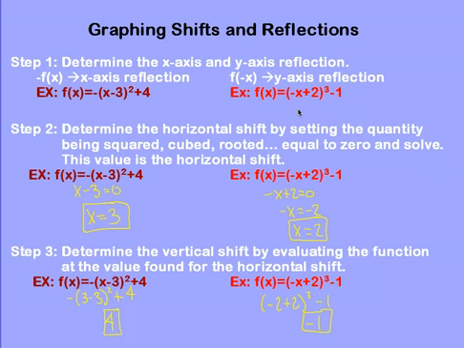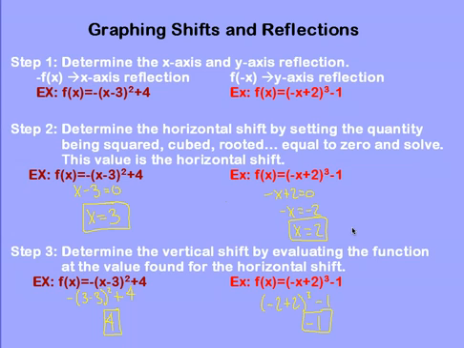Once you determine the reflections, you want to determine if there's any shifts. To determine that horizontal shift, you take the quantity that's being squared, cubed, rooted, whatever it might be, absolute value, and you set that equal to 0, and you solve it. Here we got x equals 3, so that means I'm going to shift my function 3 units to the right. Now keep in mind, if this was negative, you would just move to the left. For the second example, we got x equals 2, so I'm going to shift 2 units to the right.